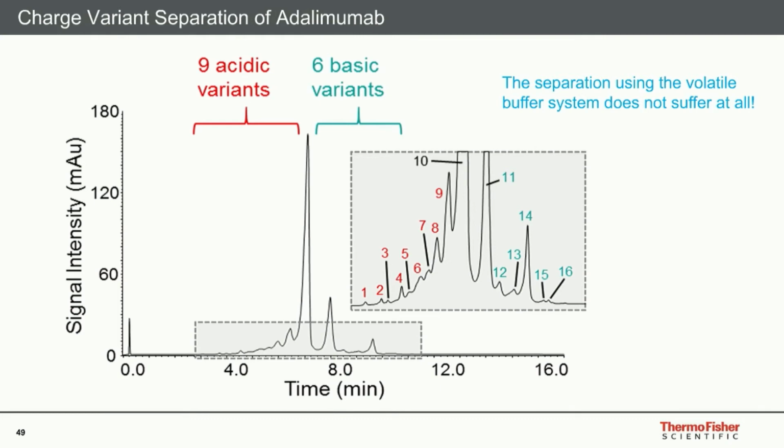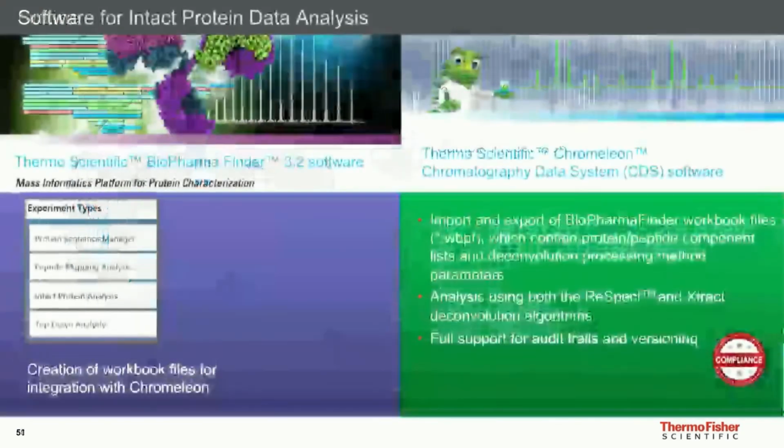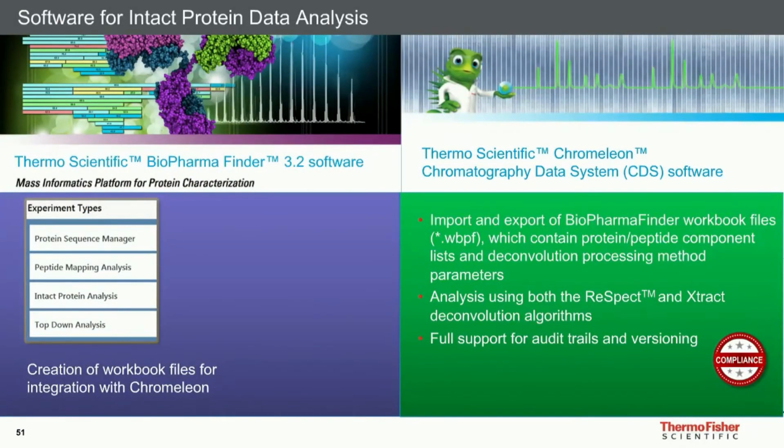There are 2 software packages available. On one hand, this is Biopharma Finder, and on the right side, you see the Compendium CDS software, both of which can perform the protein deconvolution of intact protein spectra very nicely. Both use the same algorithm called ReSpect and Xtract. However, the benefit of using Compendium is that it offers compliance, and that relates, for example, to audit trails and data integrity and anything you wish for in regards to compliance.